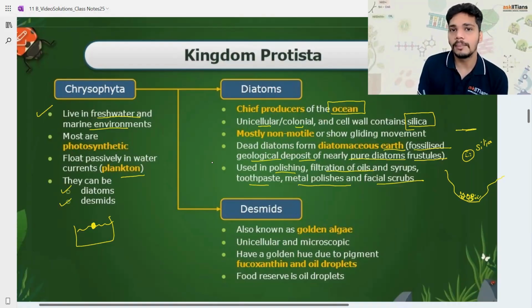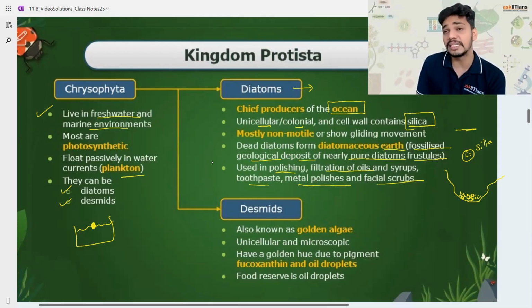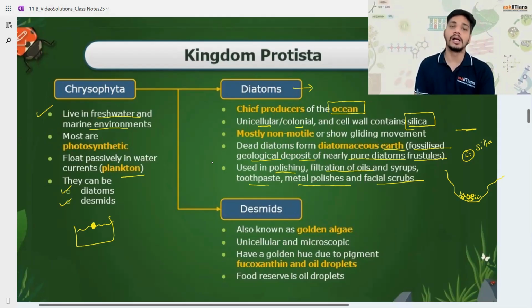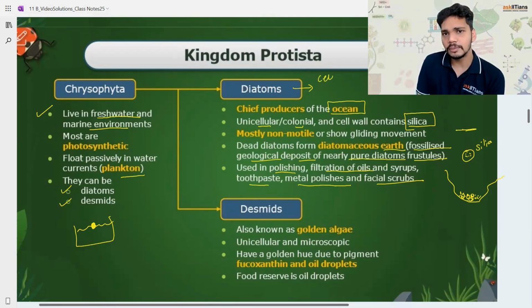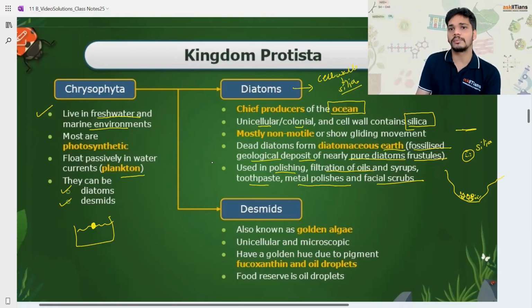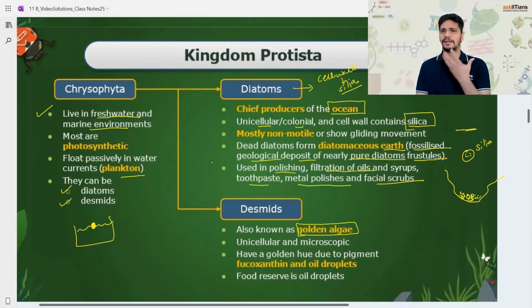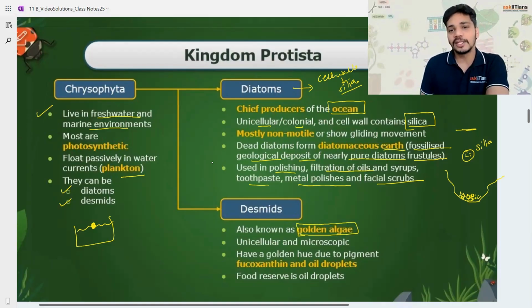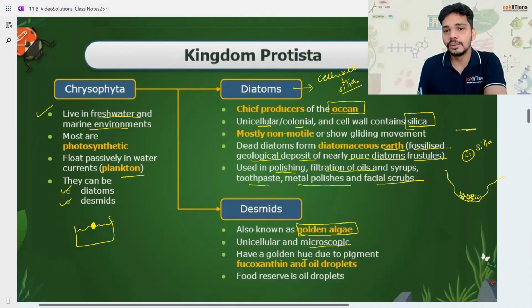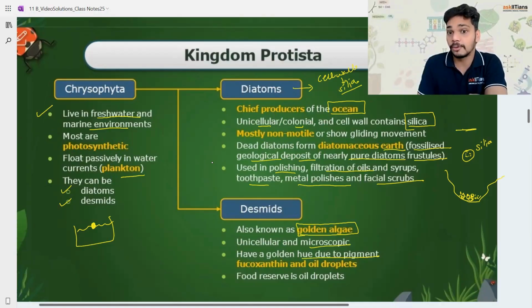So whenever you hear about the diatoms, you should be aware of diatomaceous earth, which is made of silica, because the cell wall is made of silica. So I will write this point: cell wall, silica. You should remember this. Then desmids. What is a desmid? Also known as golden algae. Yes, they are called golden algae. Why are they called golden algae? They are unicellular and microscopic and have a golden hue due to the pigment. So the pigment is responsible for giving them a color. So they are called golden algae.